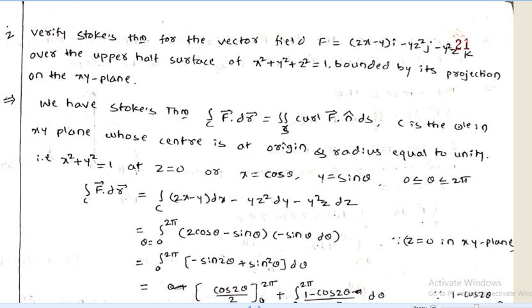Then its parametric equations of the circle are x equal to cos theta, y equal to sin theta, and the value of theta belongs to the interval 0 to 2 pi. First we will calculate the left hand side, f dot dr.